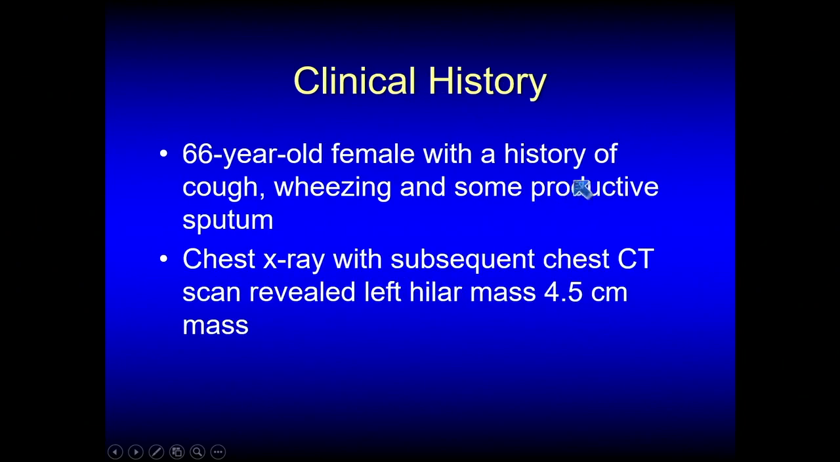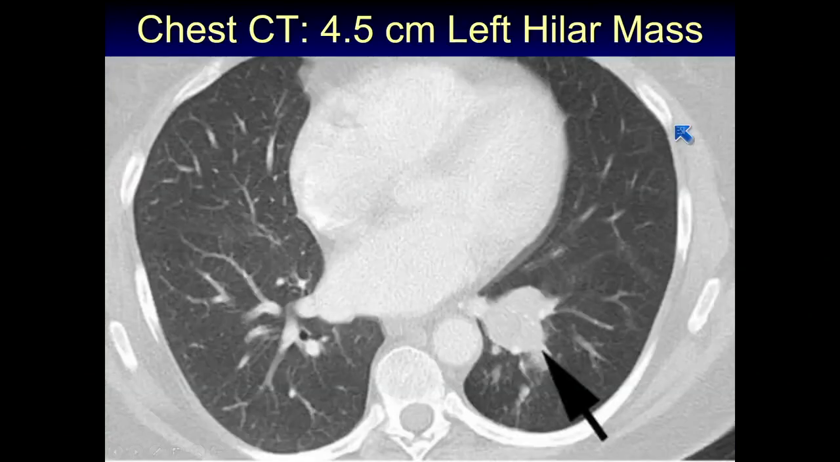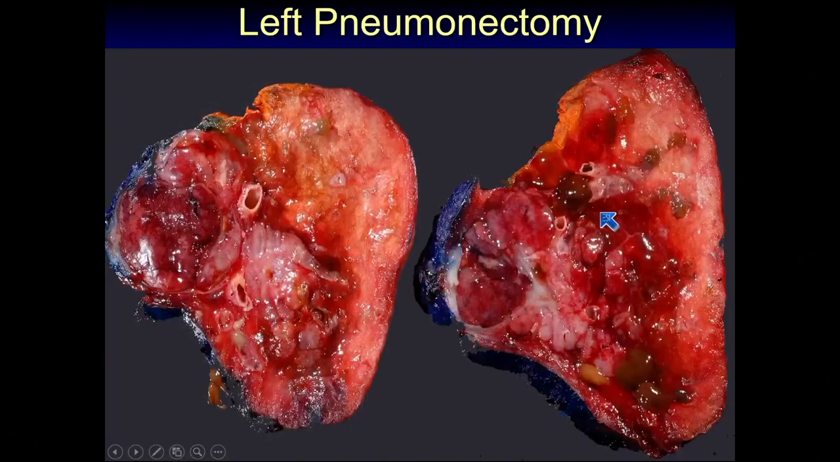So let's start off with a case. A 66-year-old female with a history of cough, wheezing, and some productive sputum. Chest x-ray with a subsequent chest CT showed what they called a left hilar mass at 4.5 centimeters. And again, this is a cross-section of a CT, and you can see quite a large mass here. Somewhat proximal, it has a little bit of an infiltrating look to it that we don't know about, because that could just be obstructive changes and inflammatory changes in the lung adjacent to it.